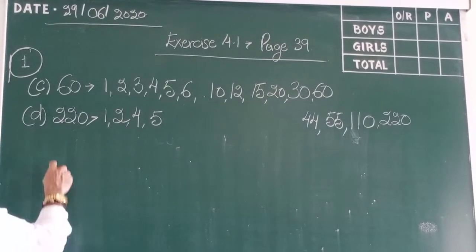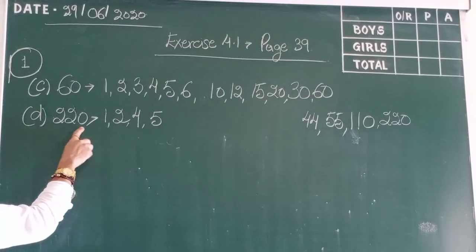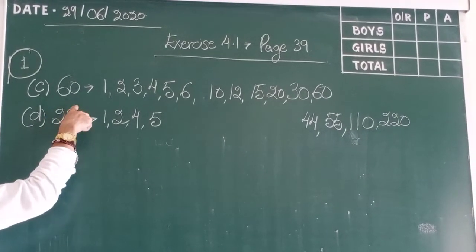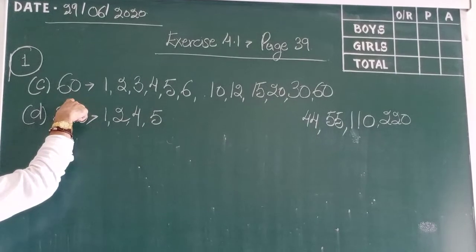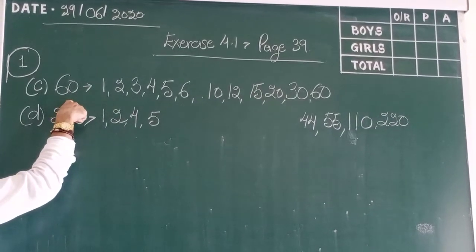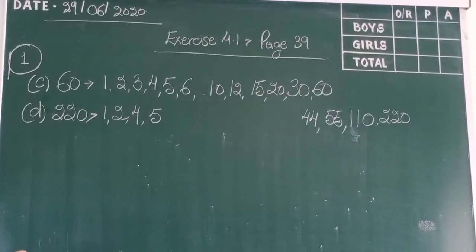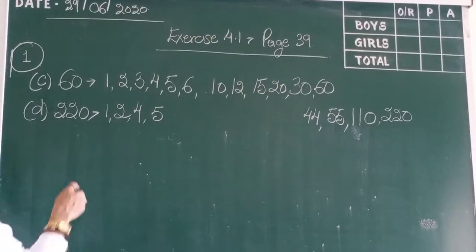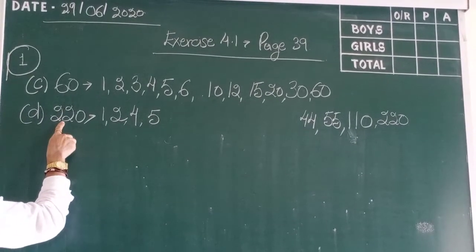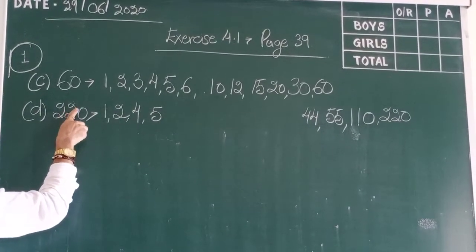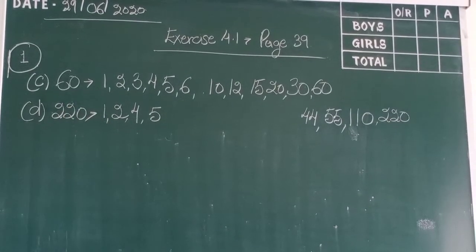8. The last 3 digits should be divisible by 8. So, 8 ones are 8, 8 twos are 16, and 8 threes are 24. 8 twos are 16, I will be left with 6. Doesn't divide by 8 either.